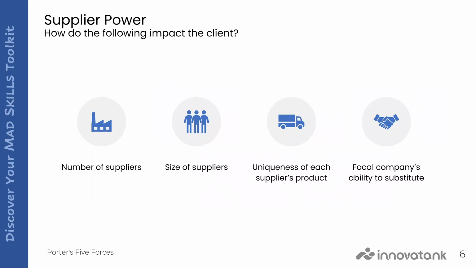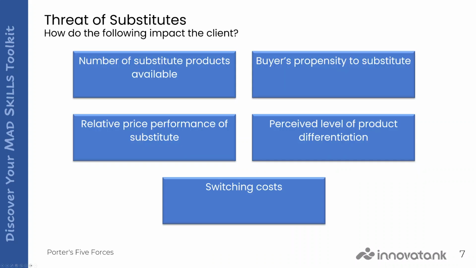For supplier power, we look at things like the number of suppliers, the size of the suppliers, the uniqueness of each supplier's product, and the focal company's ability to substitute that product with another supplier. Again, these are things to think about as you consider the suppliers.